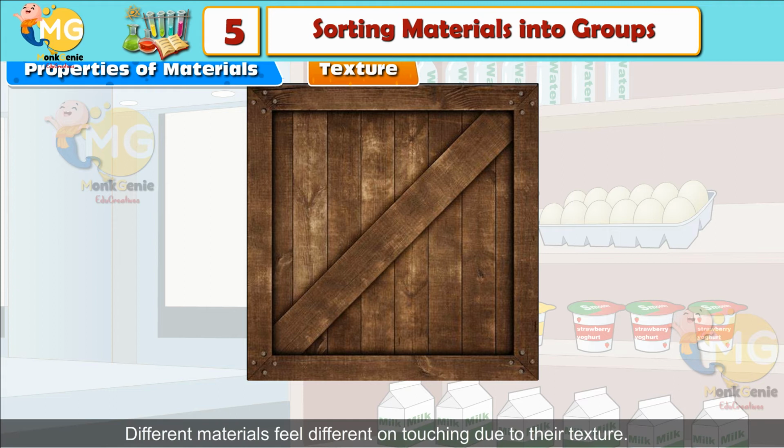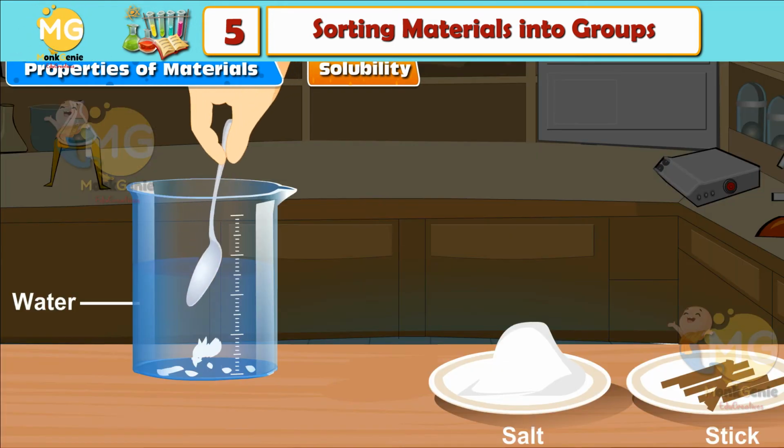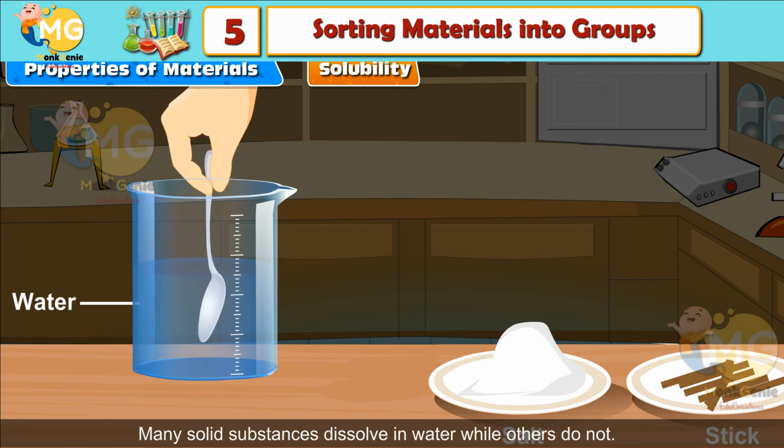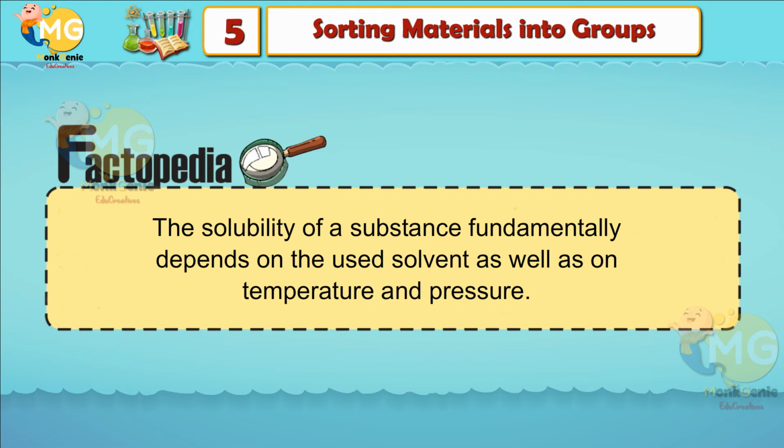Texture. Different materials feel different on touching due to their texture. For example, an unpainted wooden box feels rough on touching, while a painted wooden box feels smooth. Solubility. Many solid substances dissolve in water, while others do not.